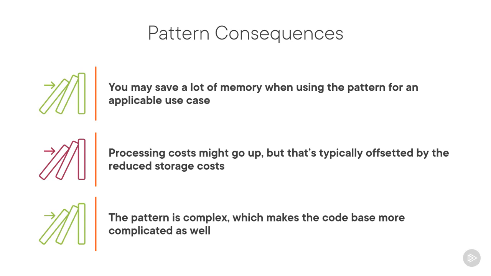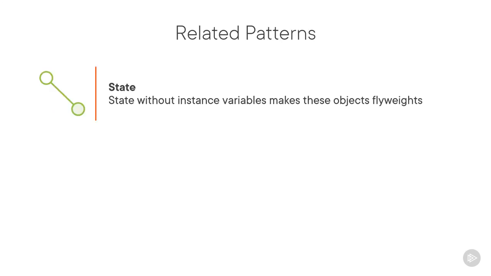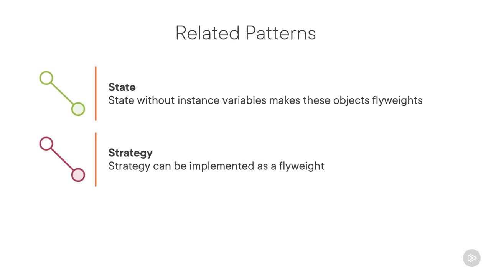Let's check out the related patterns. The first related pattern is the state pattern. When you implement it without instance variables in the state objects, you're essentially making these state objects shareable, which makes them flyweights. The second related pattern is the strategy pattern. A strategy can also be implemented as a flyweight.